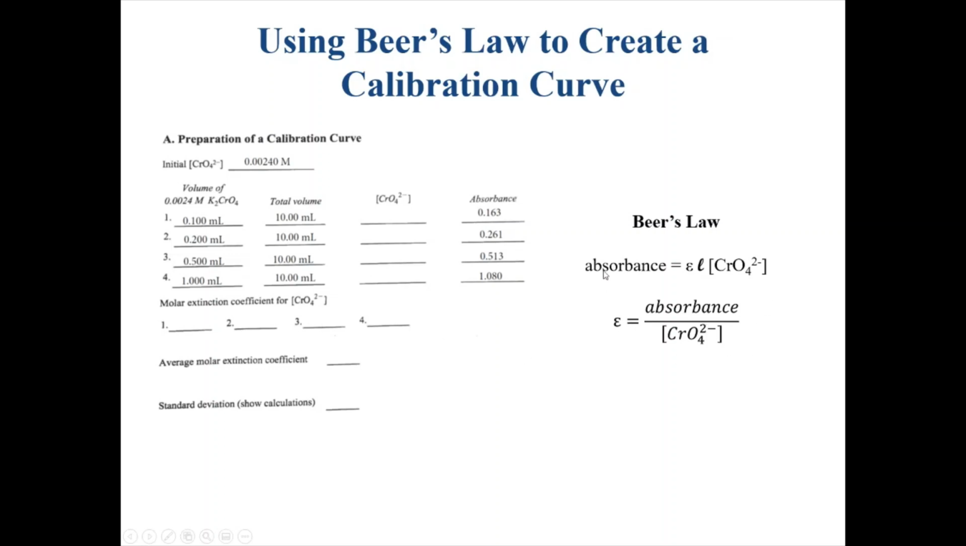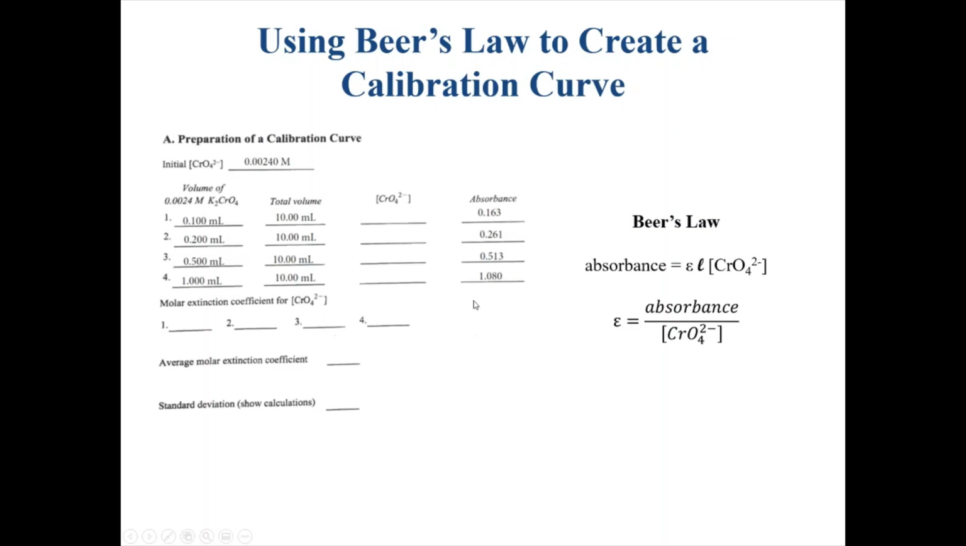And then we're going to take the average of those four extinction coefficients to get an average molar extinction coefficient. So really it's very similar to the process of doing a linear regression in Excel. It's just that this allows us to do it without you guys having to worry about knowing how to use Excel.